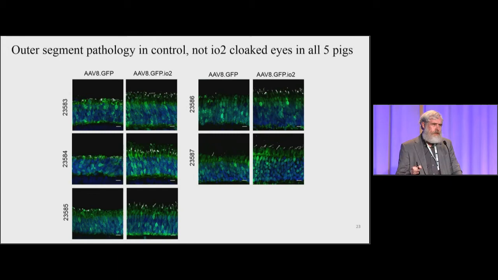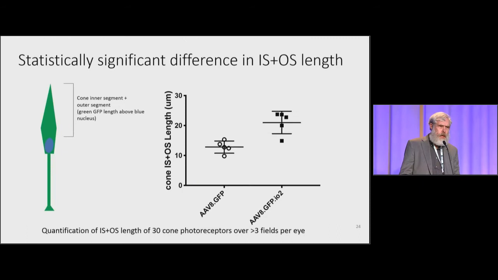And in every case, you can see the gross change in the outer segments. The pathology is quite evident on 5 out of 5 pigs that we examined in the study. Just again and again, same pathology and same absence of pathology on the left with the IO2. And just to be more explicit, with quantitative measurements of that kind of data, we have a sum of the inner segment and outer segment length. This is the cones of the retina, and you can see this significant improvement in the length of the cones.